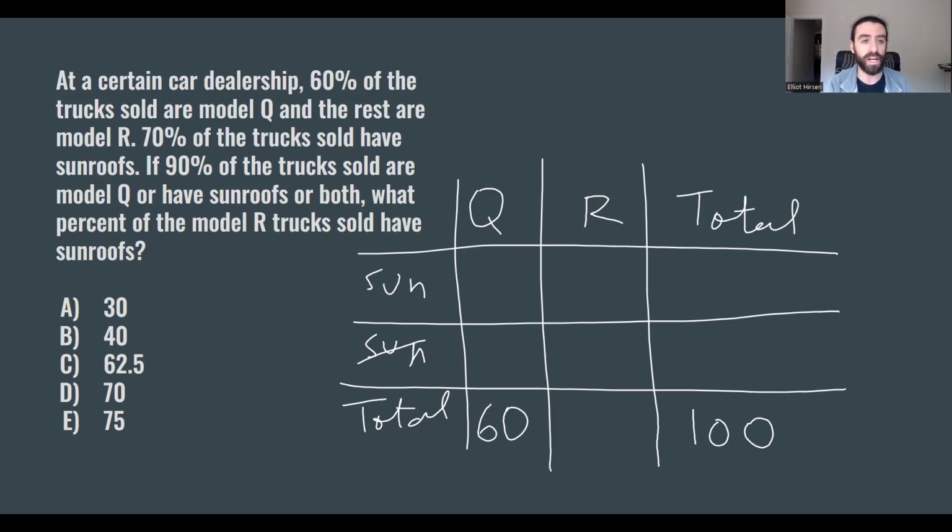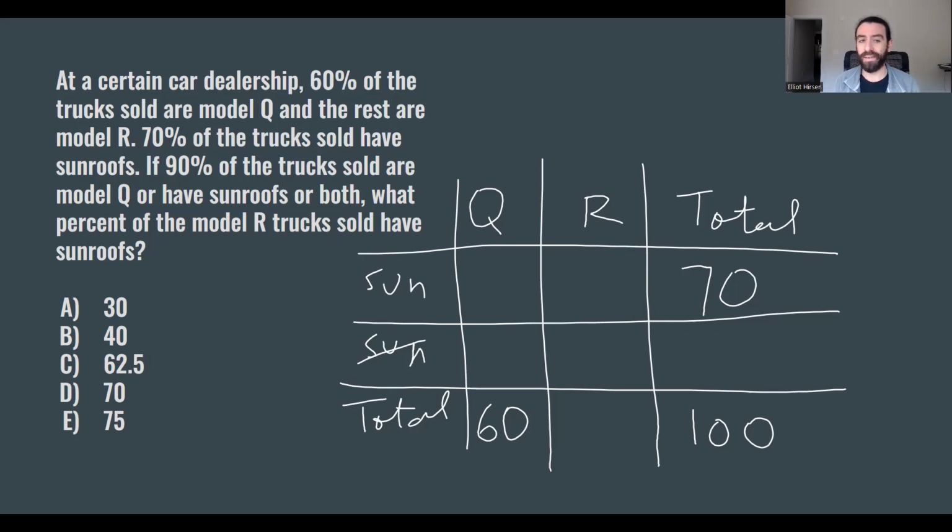So we're told 60% are Model Q, the rest are Model R, which you could calculate as 40, but I'm actually going to wait to make sure I'm super organized. I'm going to put all the numbers that are given to me in the question into the table first, and then we'll come back and start doing the leftover math. So the next number given in the question is 70% of the trucks sold have sunroofs. So again, total for sunroofs, we don't know whether they're Q or they're R, but that's going to be 70. Then it says 90% of the trucks sold are Model Q or have sunroofs or both.